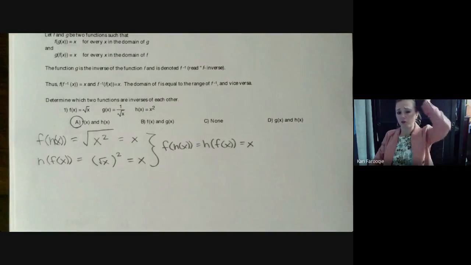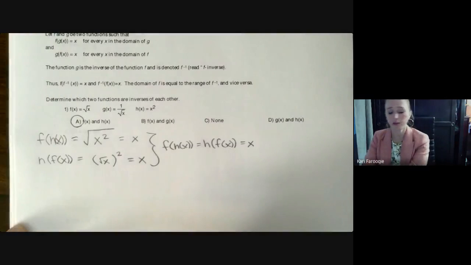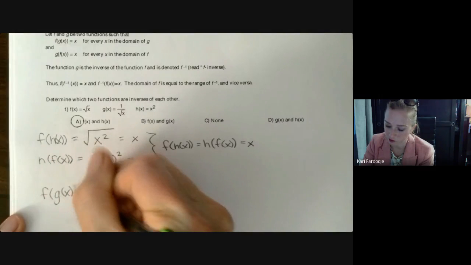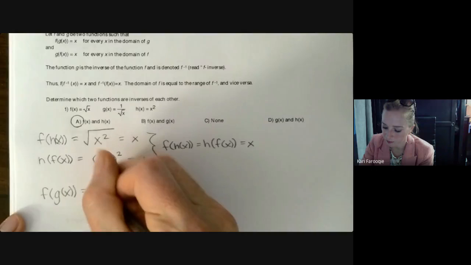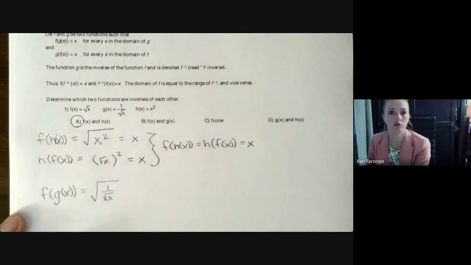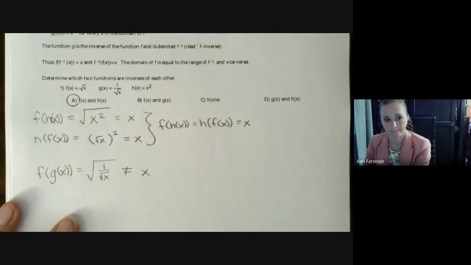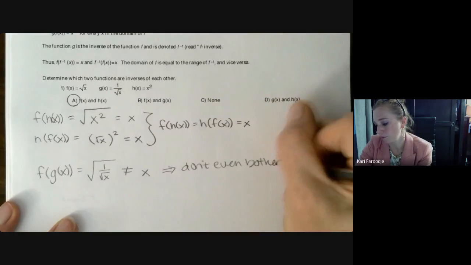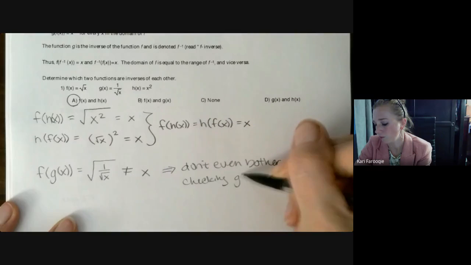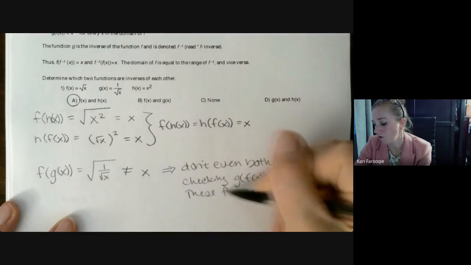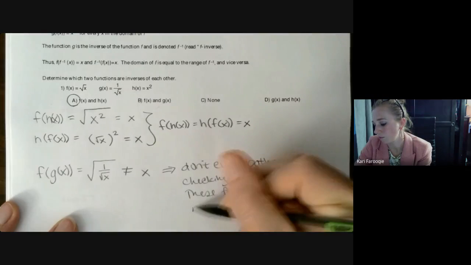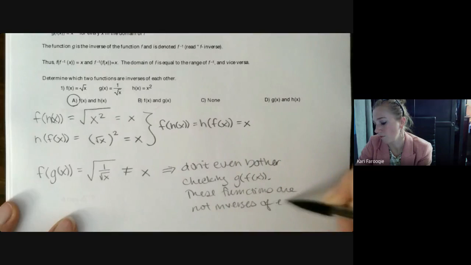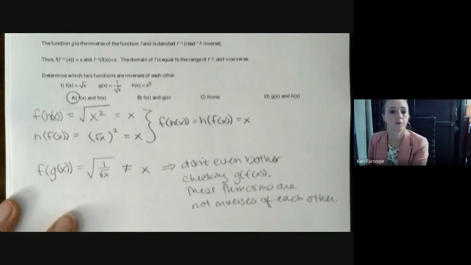So let's say we had instead started with b, and we would have tested f and g. Well, we could have looked and we would have said f of g of x is, and now f is going to take the square root of the function. G of x is a quotient with x under the radical in the denominator. This definitely does not equal x. So in this case, we can say don't even bother checking g of f of x. These functions are not inverses of each other.